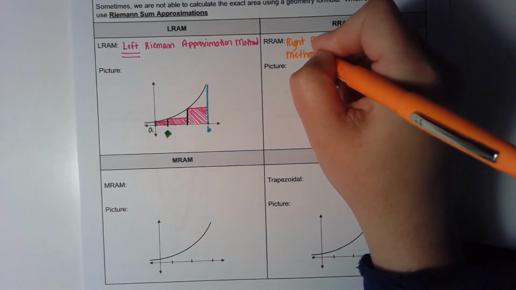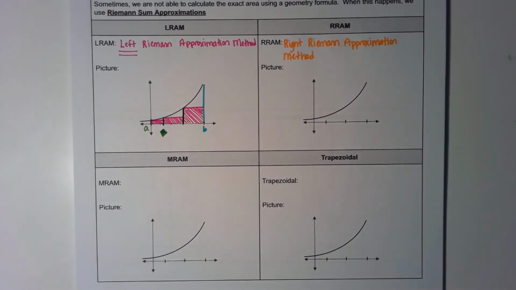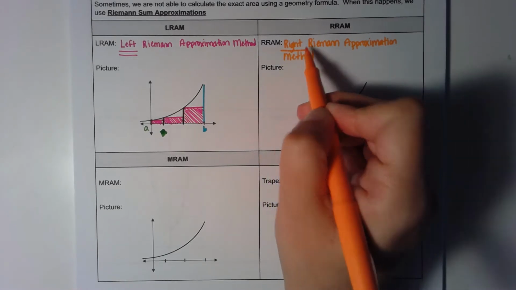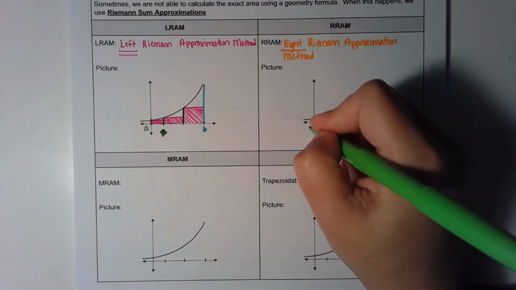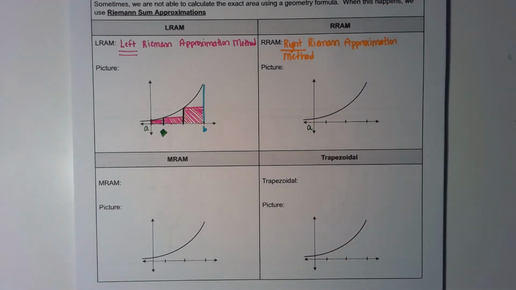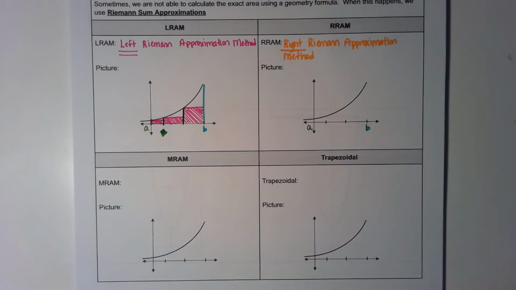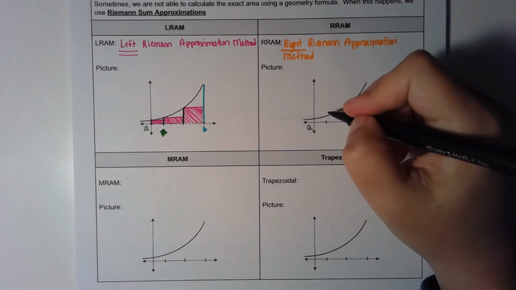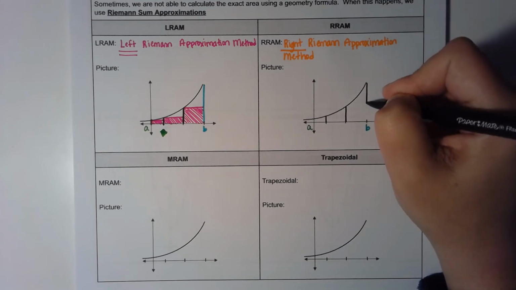Which means, as you might guess, instead of using the left edge of every subsection to create our rectangle, we're going to be using the right edge of every subsection to create our rectangle. So in this picture, to visualize that, let's say we want to start from A and end at B, and we want to use the right Riemann sum approximation.